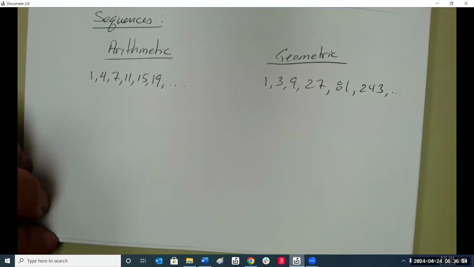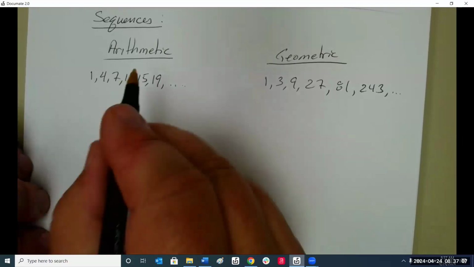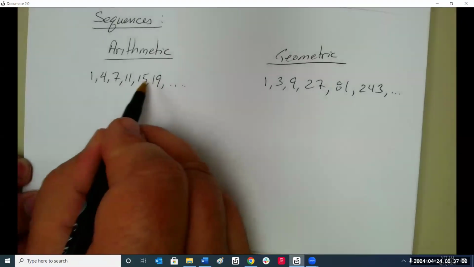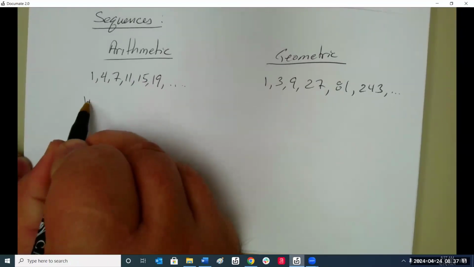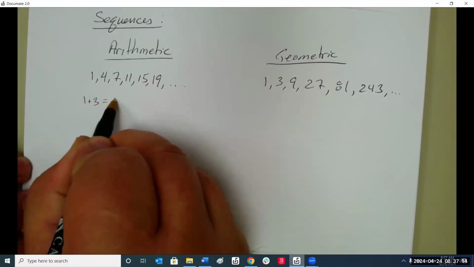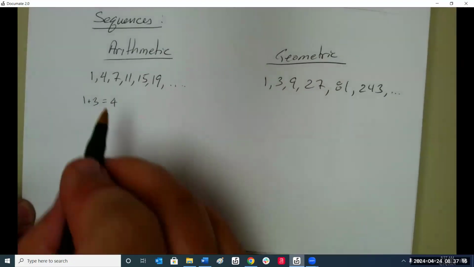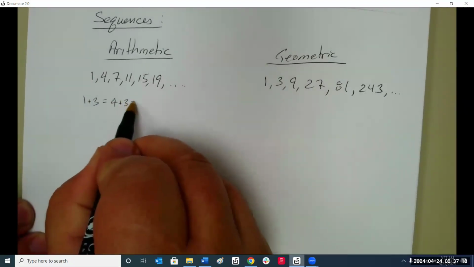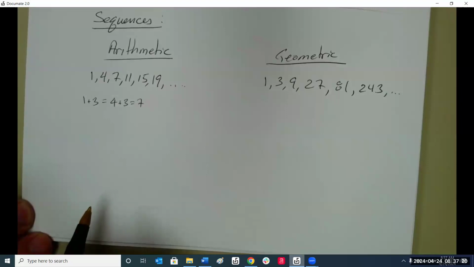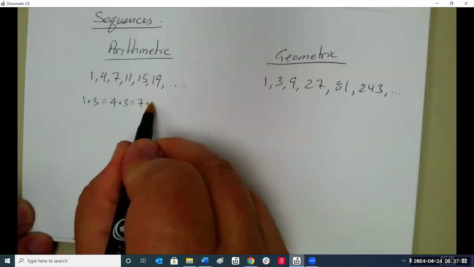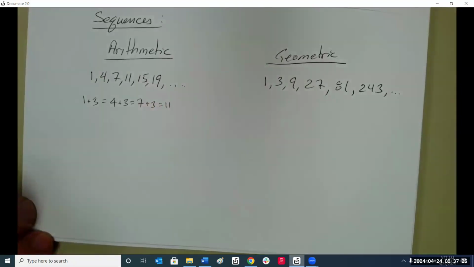Do you see a pattern here? What's the pattern? Right, exactly. So this first pattern, I took the first number, added 3 to it, and I get the second number. The second number, I added 3 to it, I get the third number. The third number, I added 3 to it, I get the fourth, and so on and so forth.